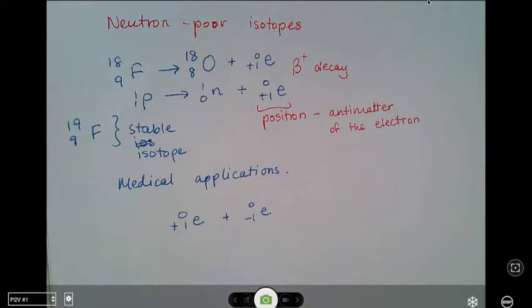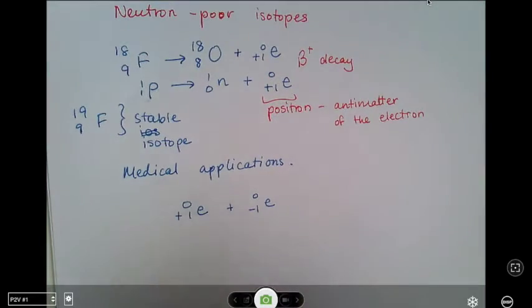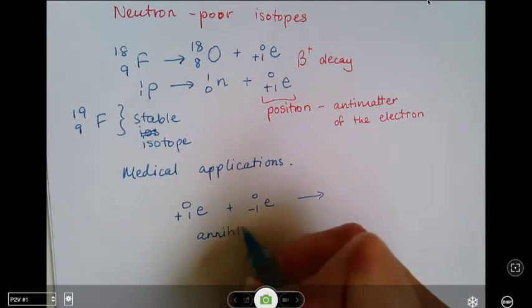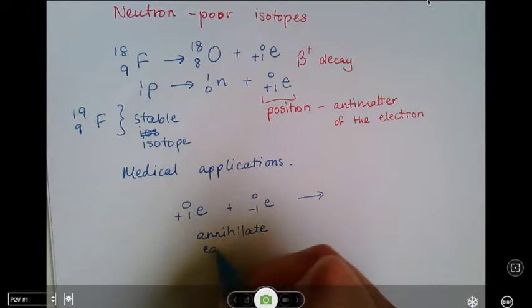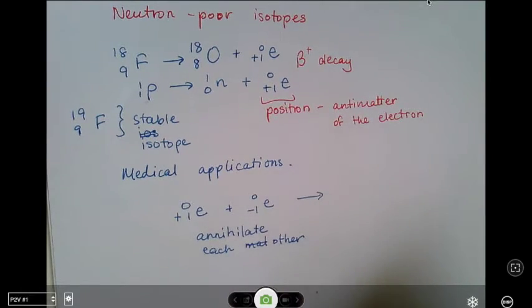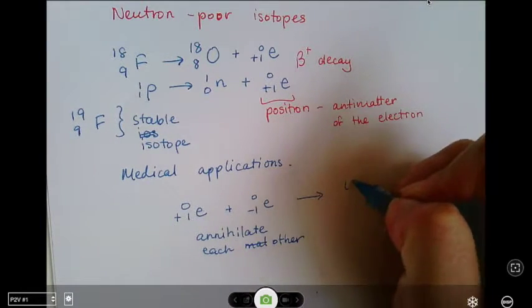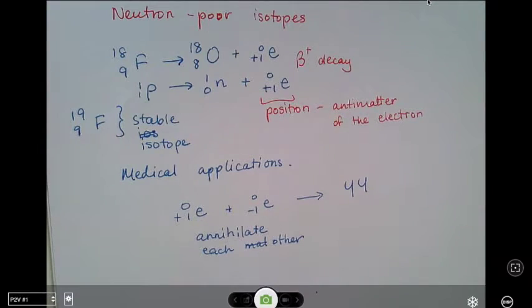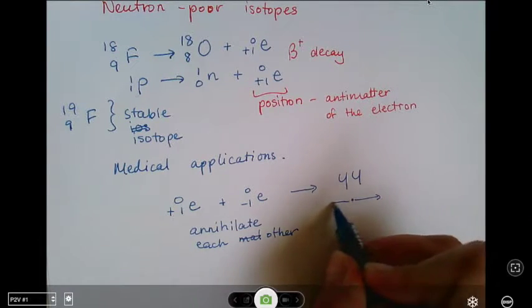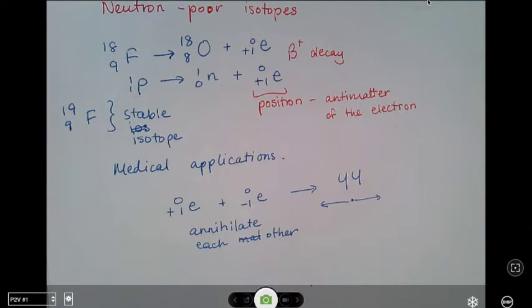Now, these two are antimatter: well, the positron's the antimatter, the electron's the matter. And when they come into contact with each other, they actually do an interesting thing where they annihilate each other. This is a particular instance where matter is transformed into energy. Two gamma rays are emitted, and they are emitted at equal and opposite intensities.